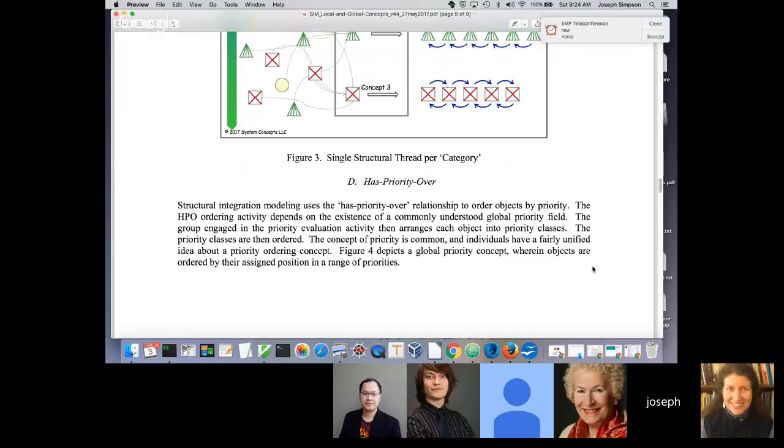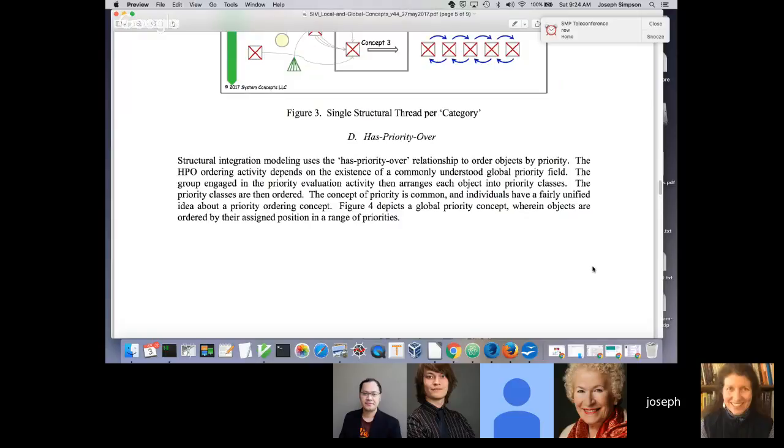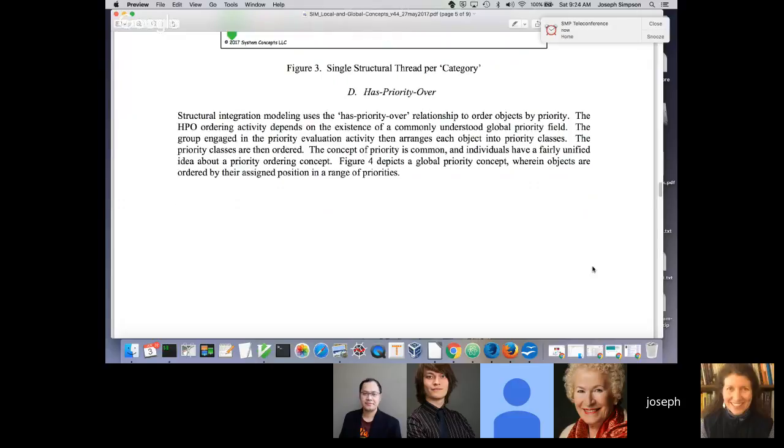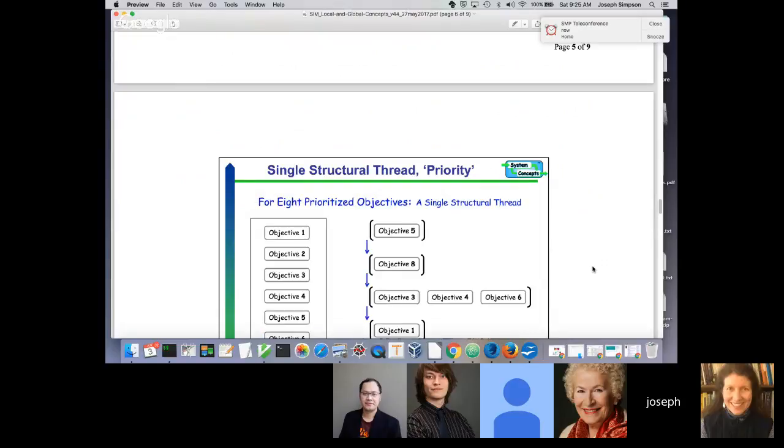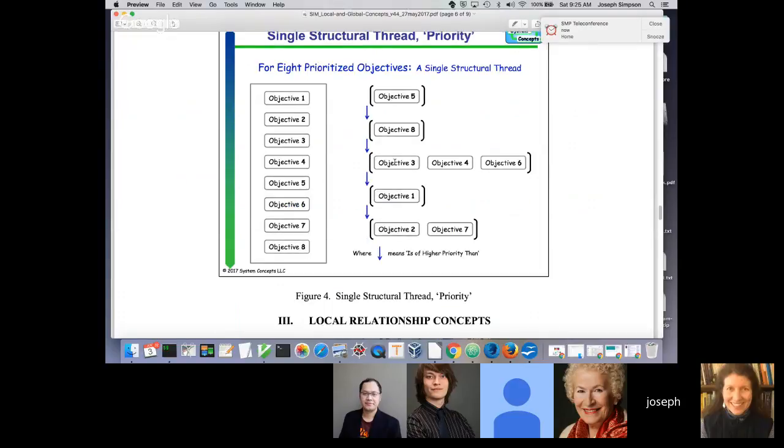Okay, has priority over. This is another asymmetric relationship, and it is involved in another field that's being determined almost simultaneously with the evaluation of the priority. So we have 20 or 30 people who gather together to evaluate a set of objectives and prioritize them.